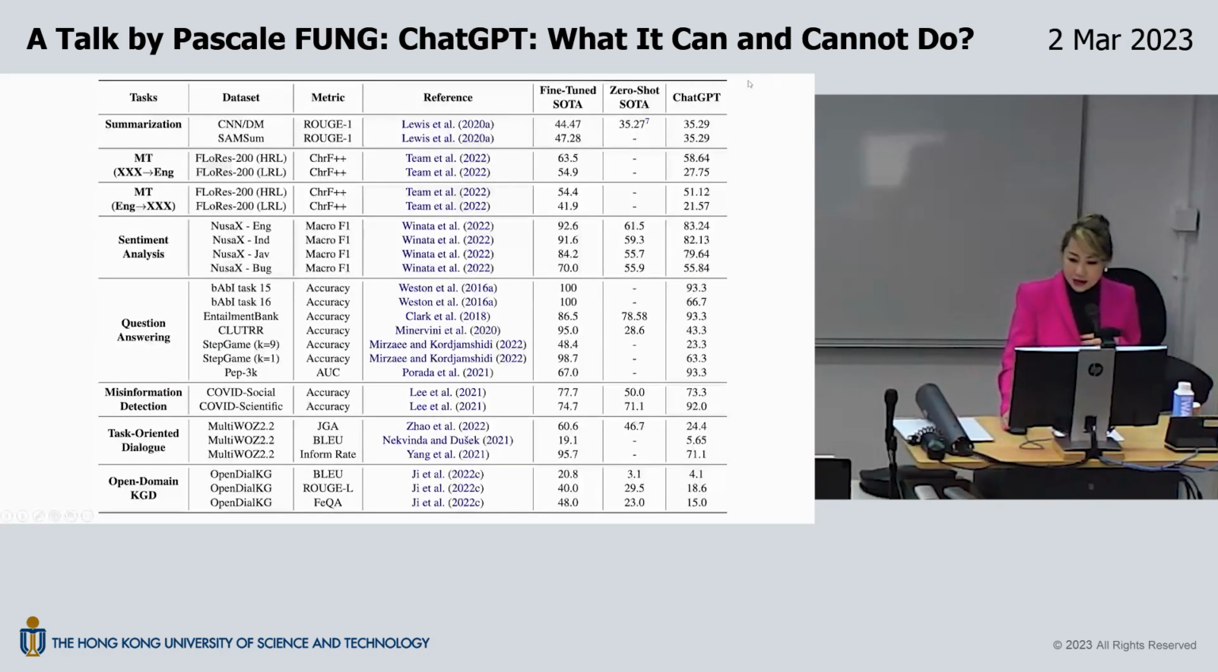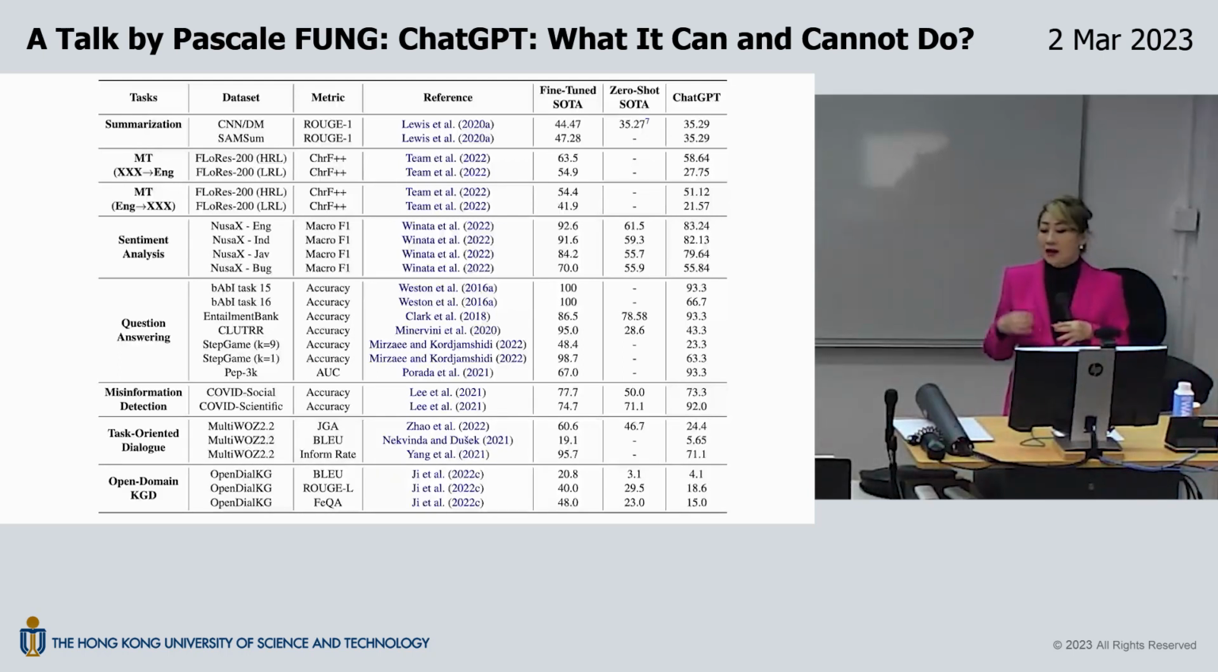This is the ChatGPT result. These are ChatGPT results comparing to the state-of-the-art in fine-tuned models and state-of-the-art in zero-shot models in these different tasks, from summarization, machine translation, sentiment analysis, question answering, misinformation detection, task-oriented dialogue, to open domain, knowledge-grounded dialogue. Okay, so task-oriented means it's a dialogue that tries to do something for you.